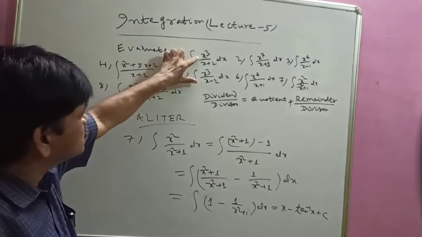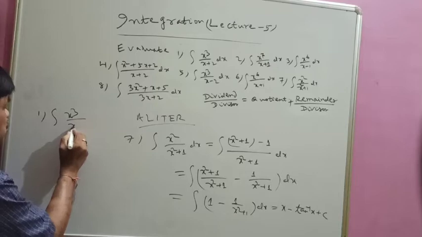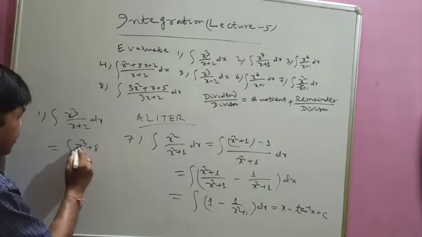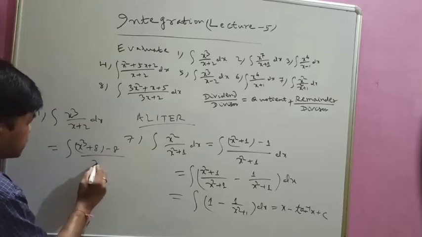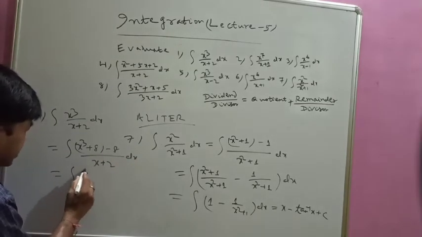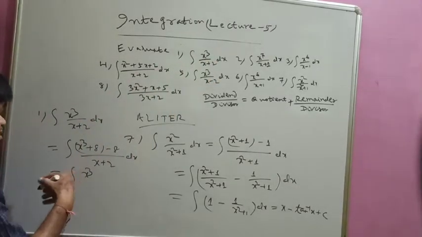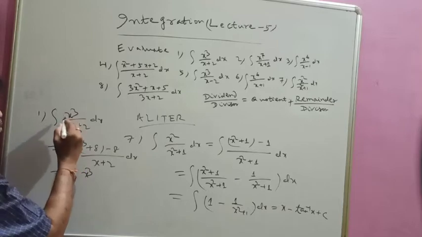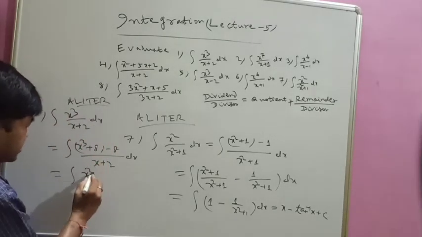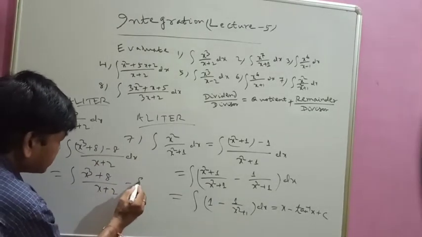Similarly, you can solve the earlier question by other methods too. That is number 1, you can write x cube by x plus 2. This you can write as x cube plus 8, then minus 8 by x plus 2. Then you can break it. This x cube plus 8 we have already solved by the common method, that is the division method, but you can also do another method, like this: x cube plus 8 by x plus 2, then minus 8 by x plus 2.